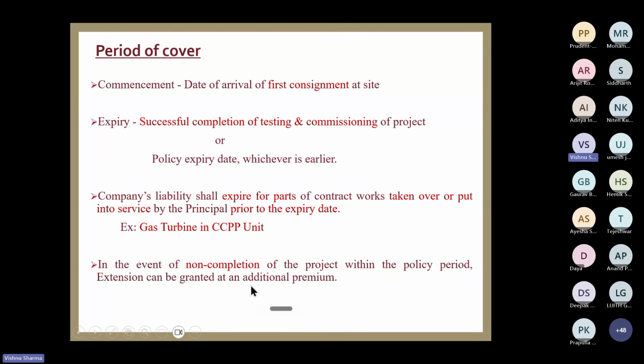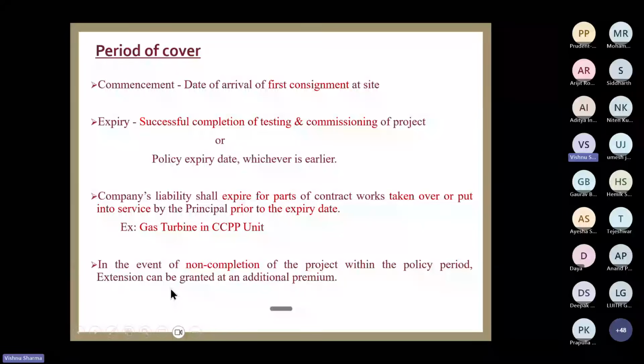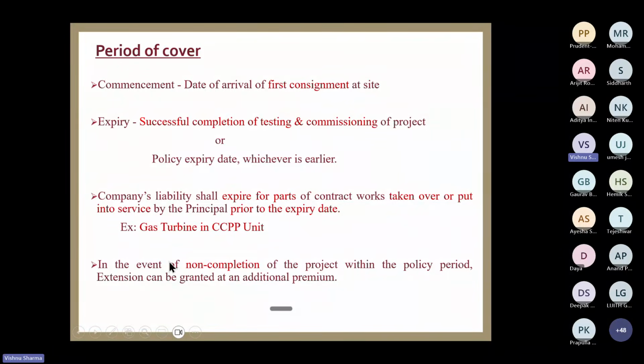Now, in the event of non-completion of the project within the policy period, extension can be given at additional premium. Just mind these words: extension can be given. There is no compulsion on the insurance company to grant extension. If they are not happy with the performance of the project, they may deny extension. So if the project is not completed within the policy period, extension may or may not be given. Of course, additional premium is charged. It is not given free of cost.